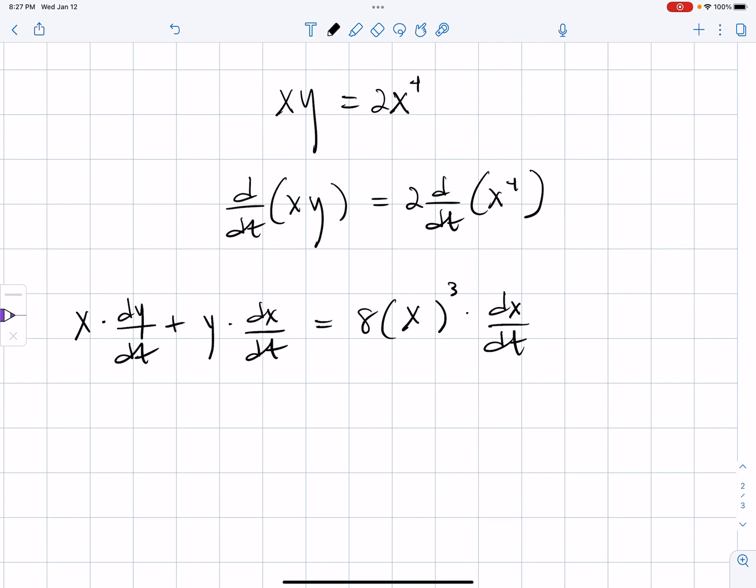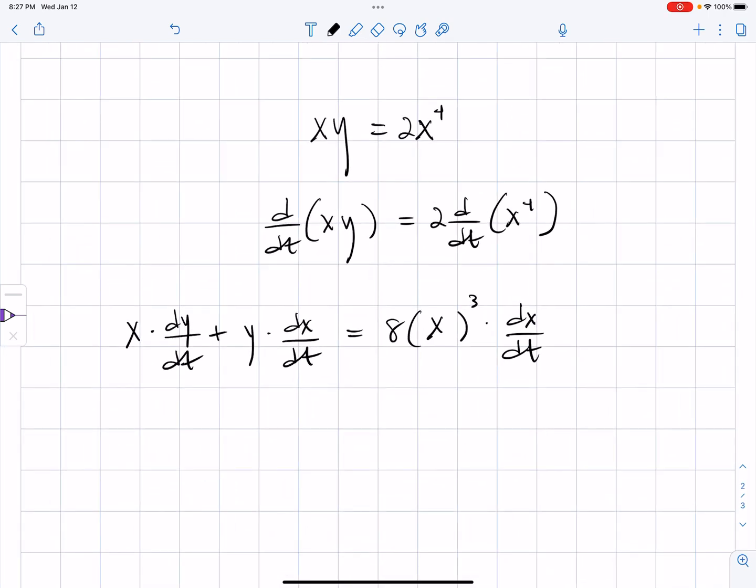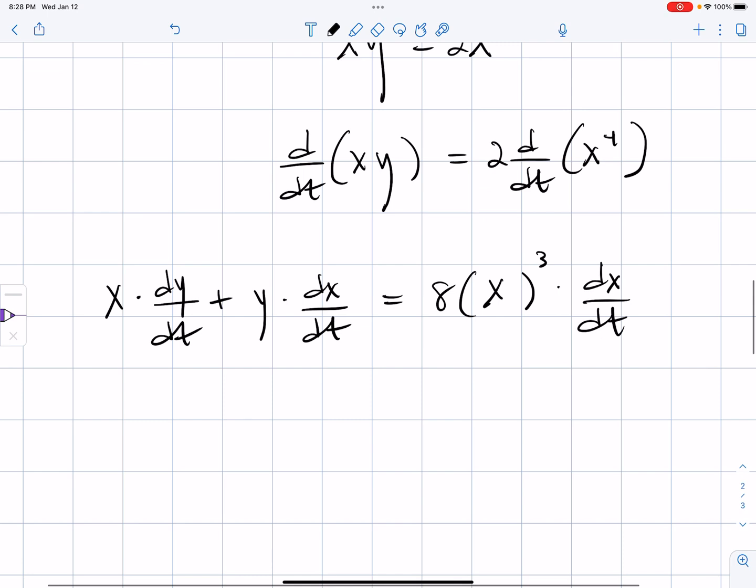So it depends what you want to do with this equation. Like if you wanted to solve for dx over dt, you could by getting all the dx over dt's on one side of the equation and isolating. But for related rates problems, we're really just having to differentiate with respect to t, and then we're plugging values in.